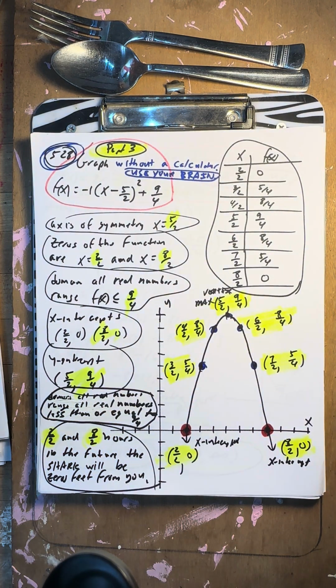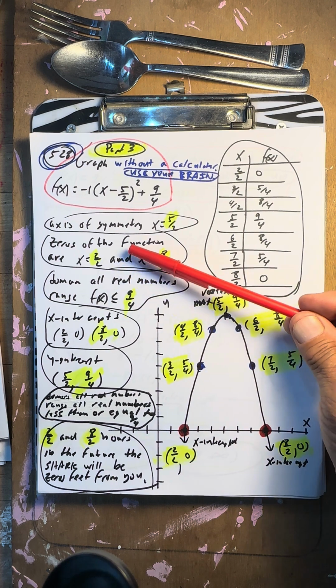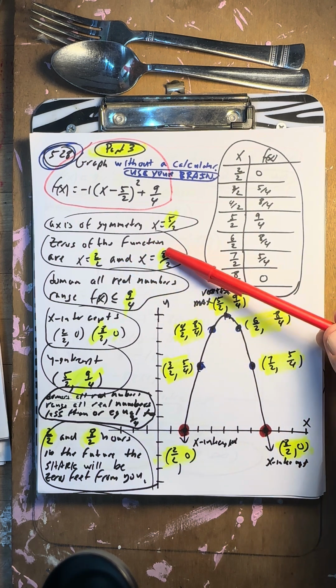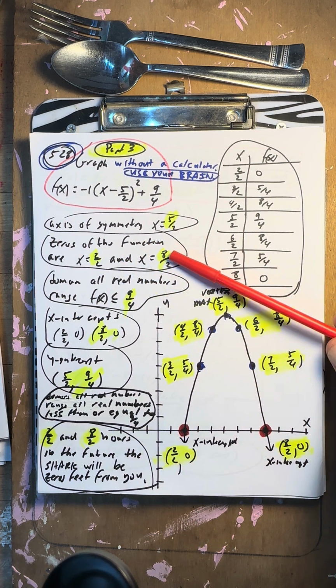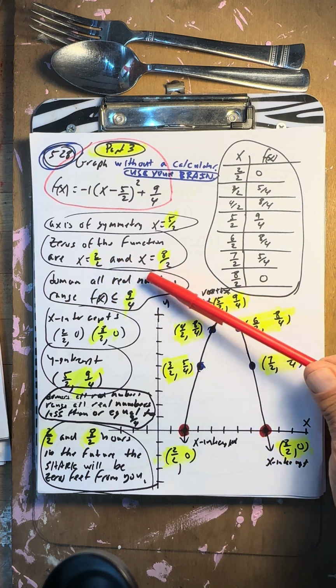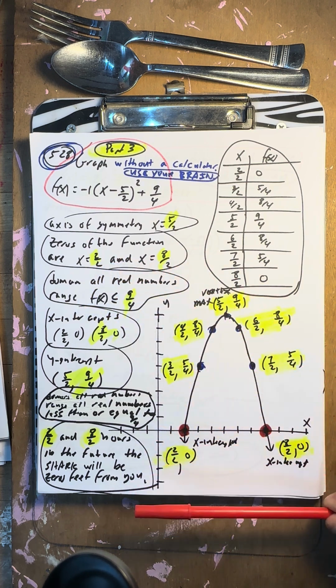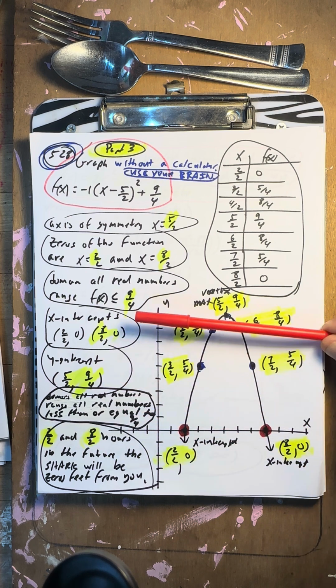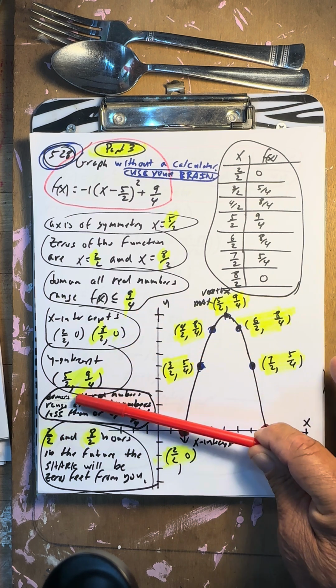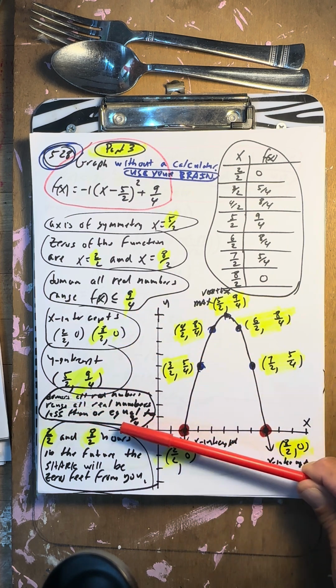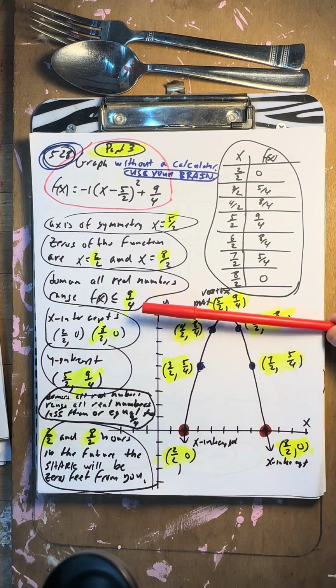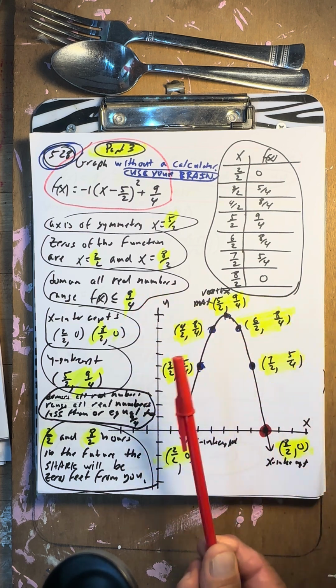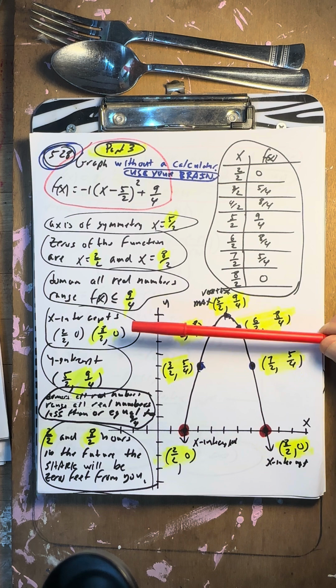Maybe a little bit. Anyway, zeros: 2 and 8 over 2. Again, you can reduce them, simplify them if you want to. Domain: all real numbers. Range: all real numbers less than or equal to what? 9/4. This way. Domain and the range.